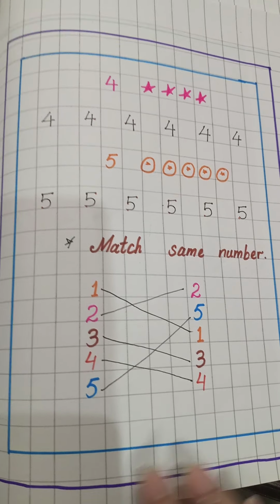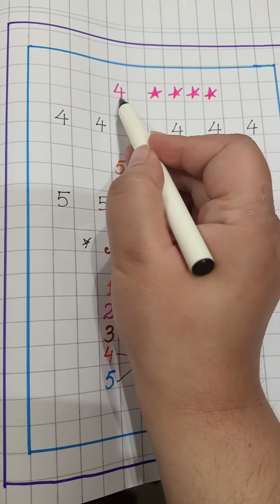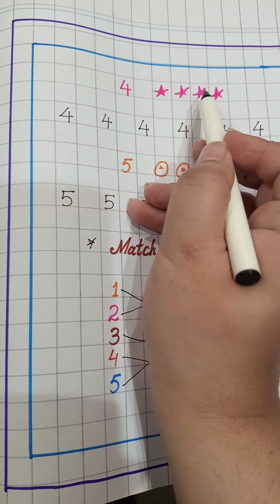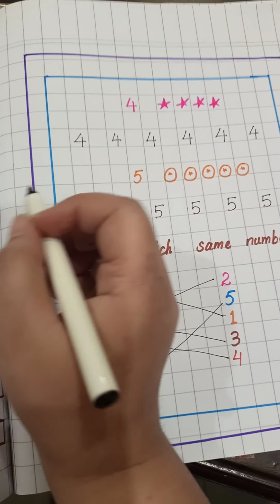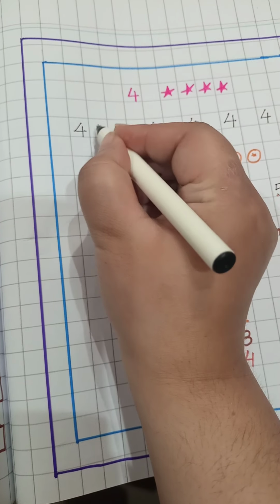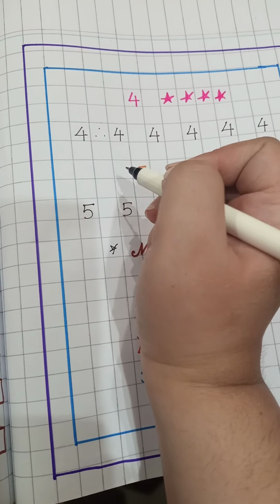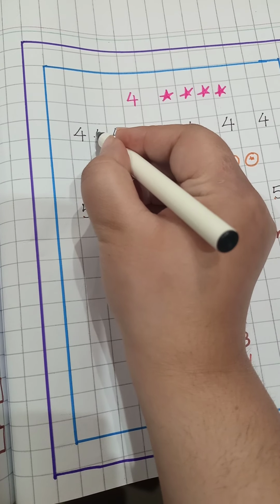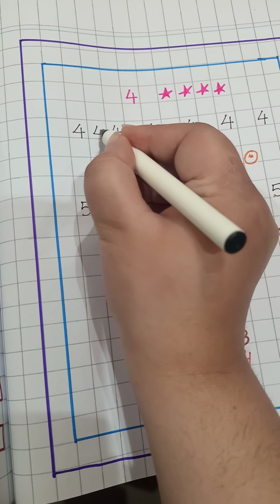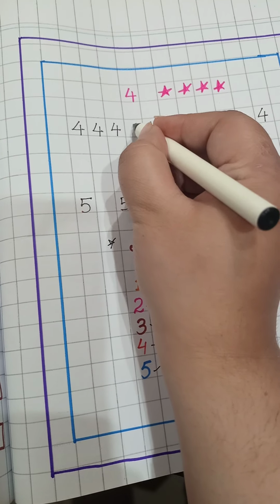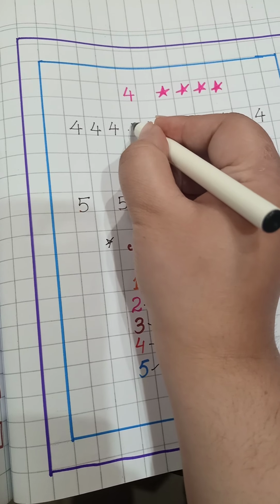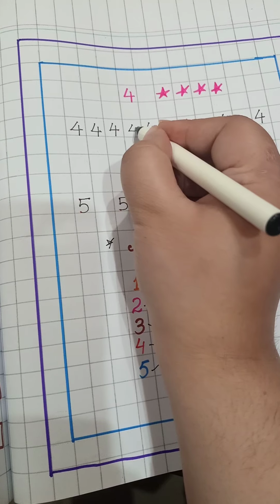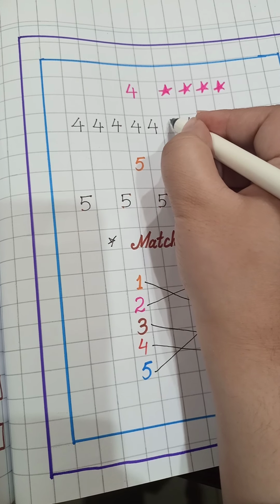Now we are writing 4. 1, 2, 3, 4. We need just 3 dots. Slanting line, straight and straight down. 1, 2, 3. Slanting, straight and straight down.